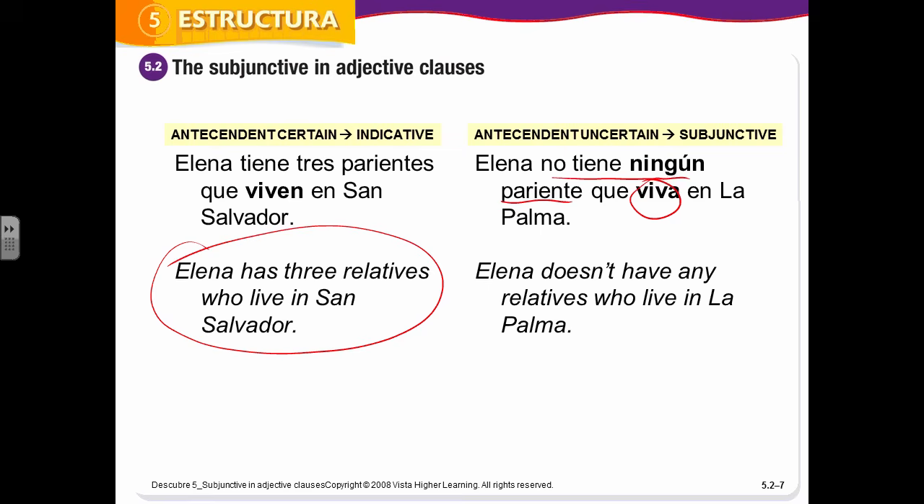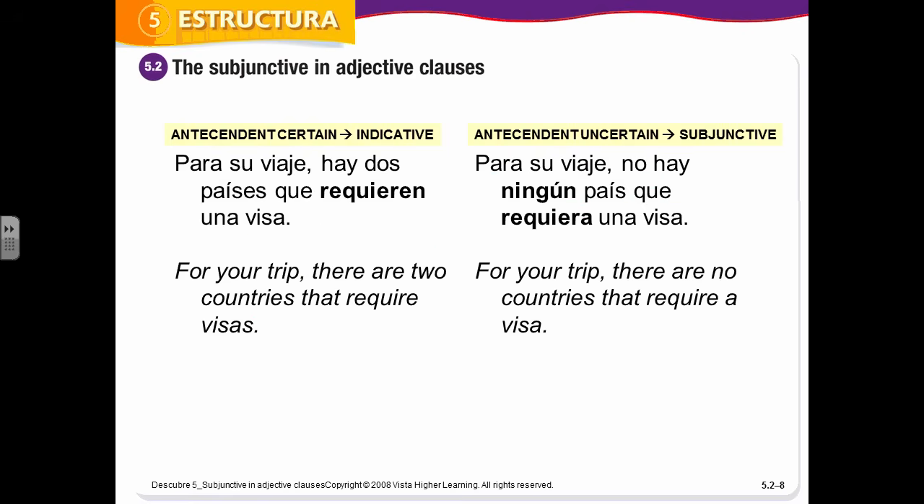Now, not every time you would use a negative like ningún, you would have to use a subjunctive. It's just when you have the antecedent, you have two different clauses, and the second verb in the second part would be in the subjunctive. Otros ejemplos. For your trip, there are 2 countries that require visas. This exists, hay dos países. And on the other side, it says, para su viaje no hay ningún país. There isn't any country. It doesn't exist, so then we would have to put the verb in the subjunctive.